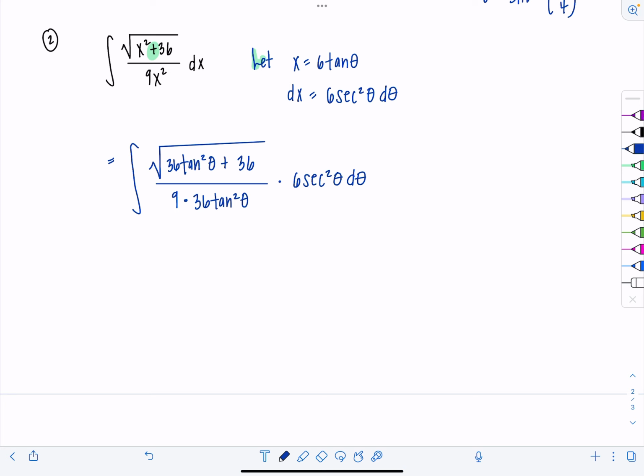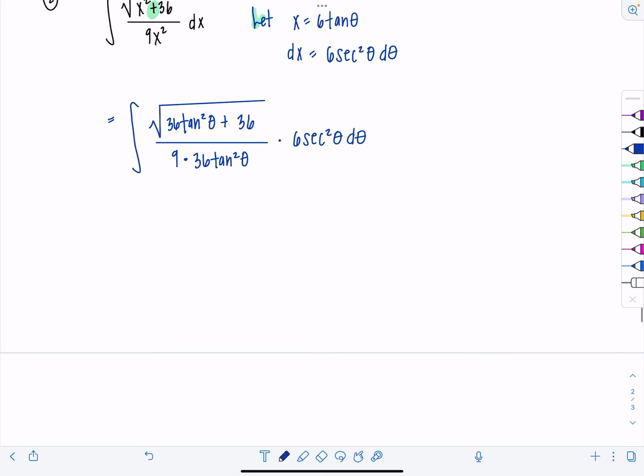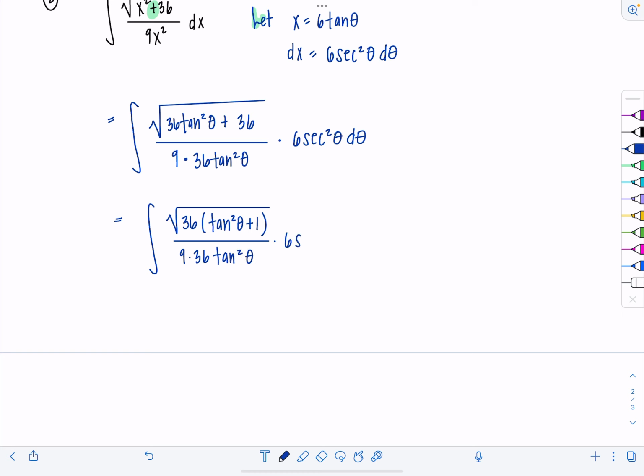Beautiful. Now, once you get more comfortable, maybe you'll start skipping some steps, but I'm going to break everything down. I won't skip a single thing for now. So we've got in the numerator radical 36 times tan squared theta plus 1. You always factor out that constant over, I'm just going to leave these as is for now. You'll see why. 9 times 36 tan squared theta times 6 secant squared theta d theta.